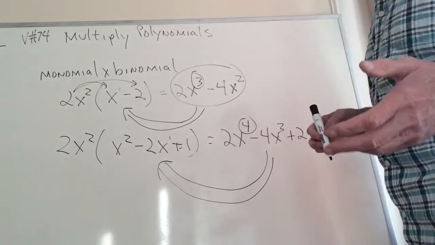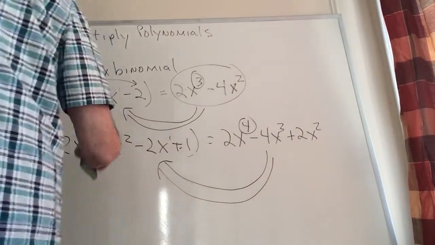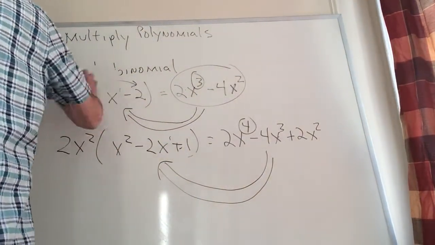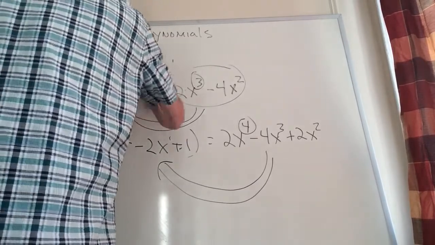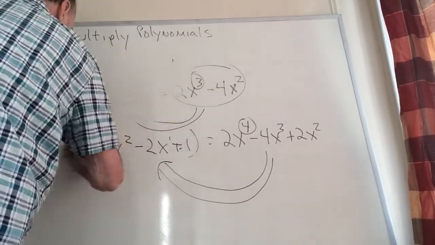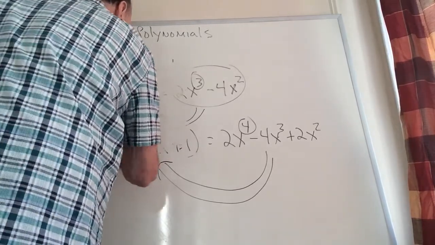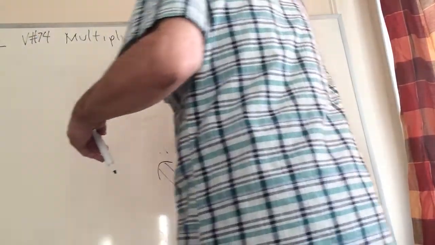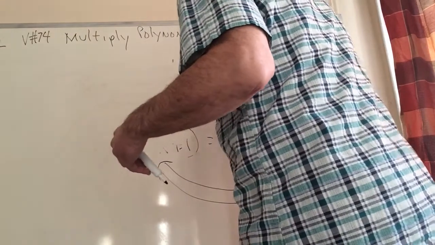So now I'm going to take you right away to the next step in this math that we have to do. And this is multiplying a binomial times a binomial. And a very important math. So we'll get at it right away.